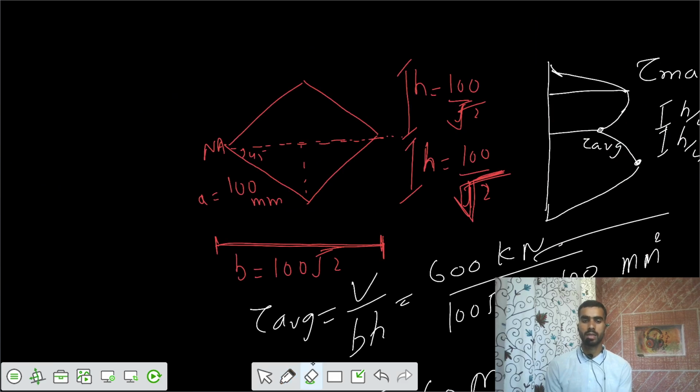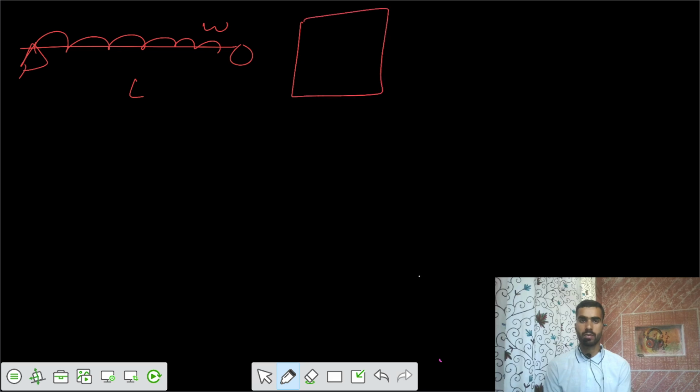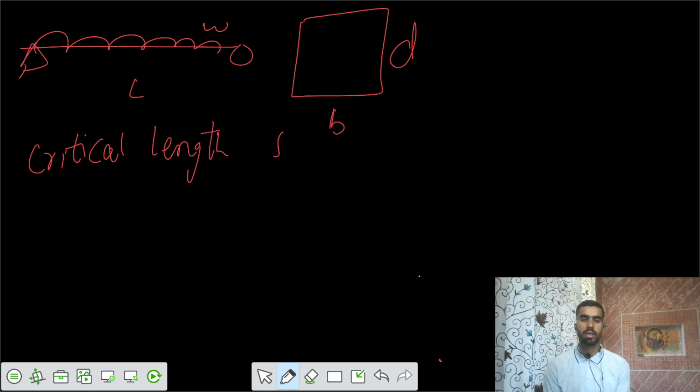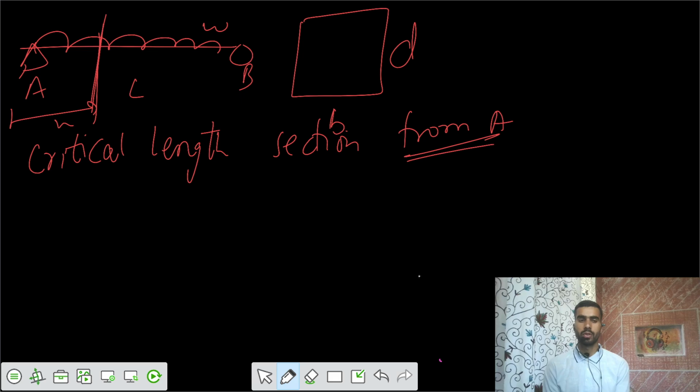Let's take the final problem. So we had a simply supported beam with a UDL for the entire length. Now with the cross section width and depth dimensions B and D, you have to find at what critical section of that length L, let's say from support A, at what critical location X, tau max and sigma max are reached simultaneously.